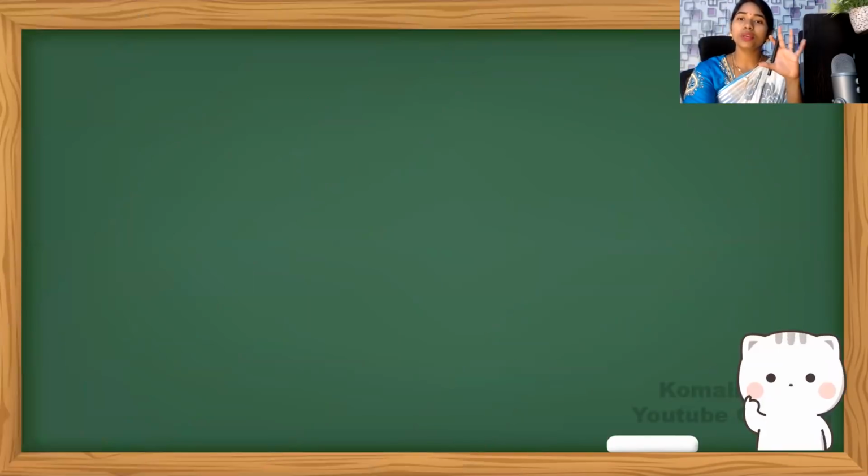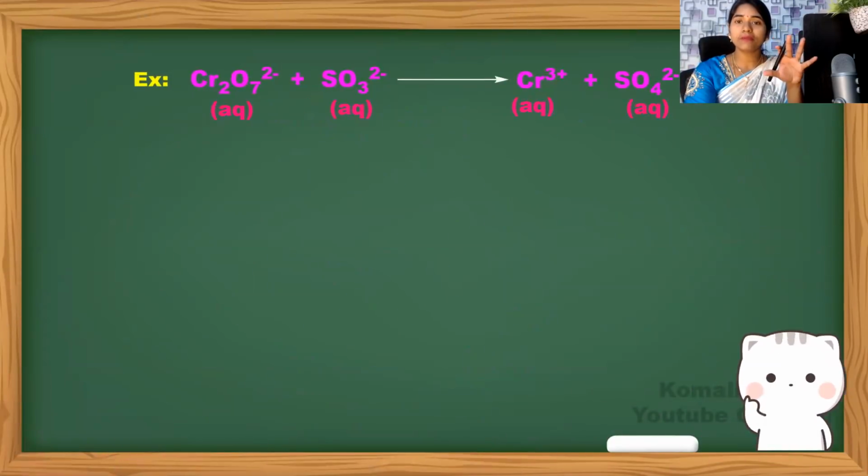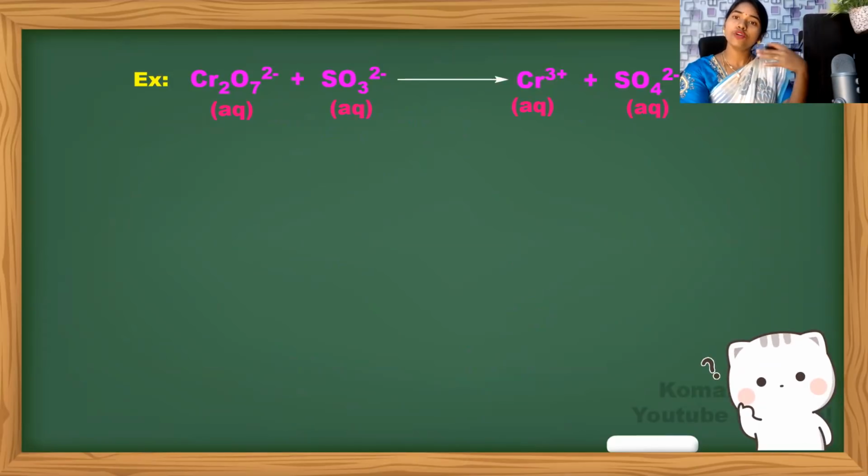Now, by using these 5 steps, I'm going to solve this reaction. Along with me, you also do it step by step. What is point number 1 I told you? Can you recollect that? Take the skeletal equation. When you take the skeletal equation, you have to find the oxidation state of each element.